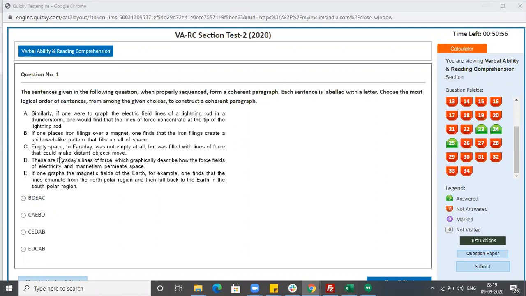Next, similarly, empty space is being talked about. Right. Similarly, if one were to graph, so say graph. If one graphs, okay, E ke baad A is a pair. So E ke baad A is a pair. Okay. Option 1 is the answer.